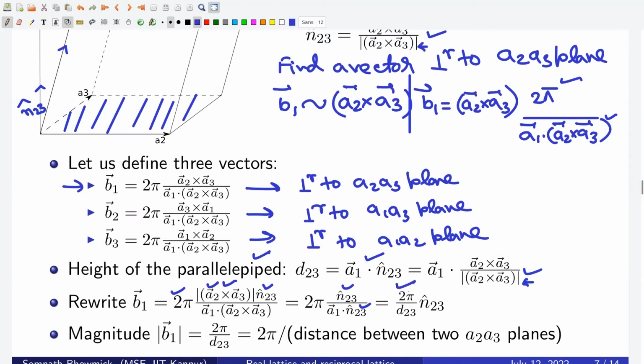So this is like 2 pi divided by D23, which is the interplanar spacing between two adjacent parallel A2, A3 planes, times the unit vector along this direction. So that means we already know the direction of B1. Thus we have found the magnitude of B1. The magnitude of B1 is given by 2 pi divided by D23, that is 2 pi divided by the distance between two A2, A3 planes.